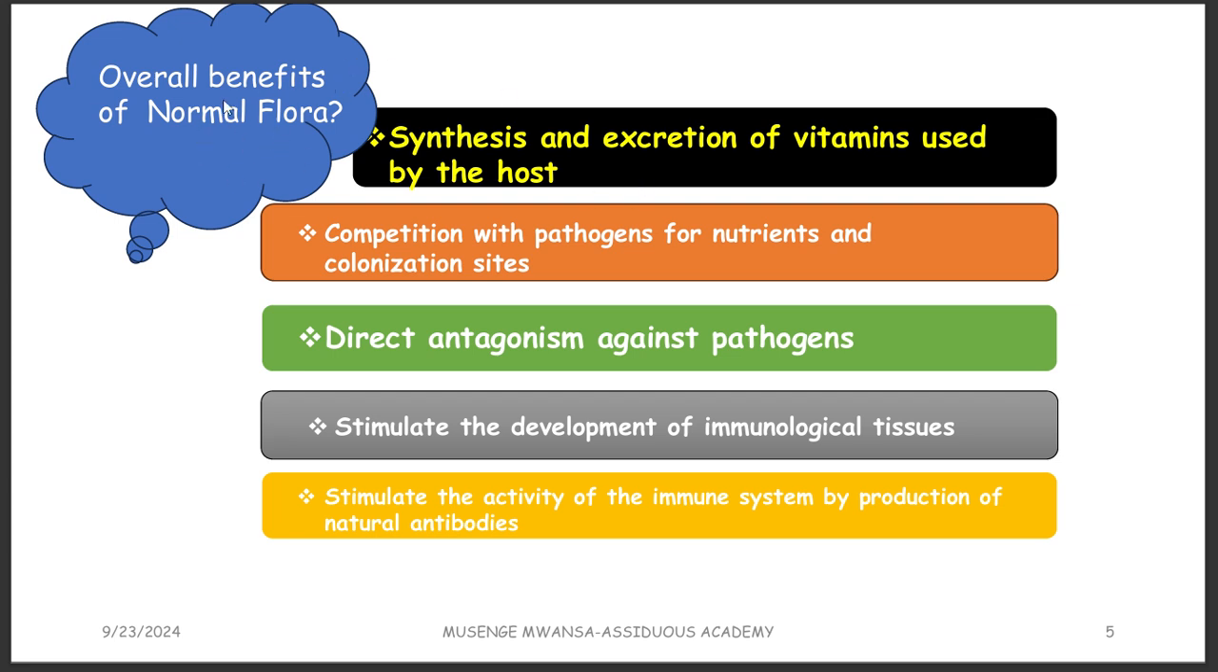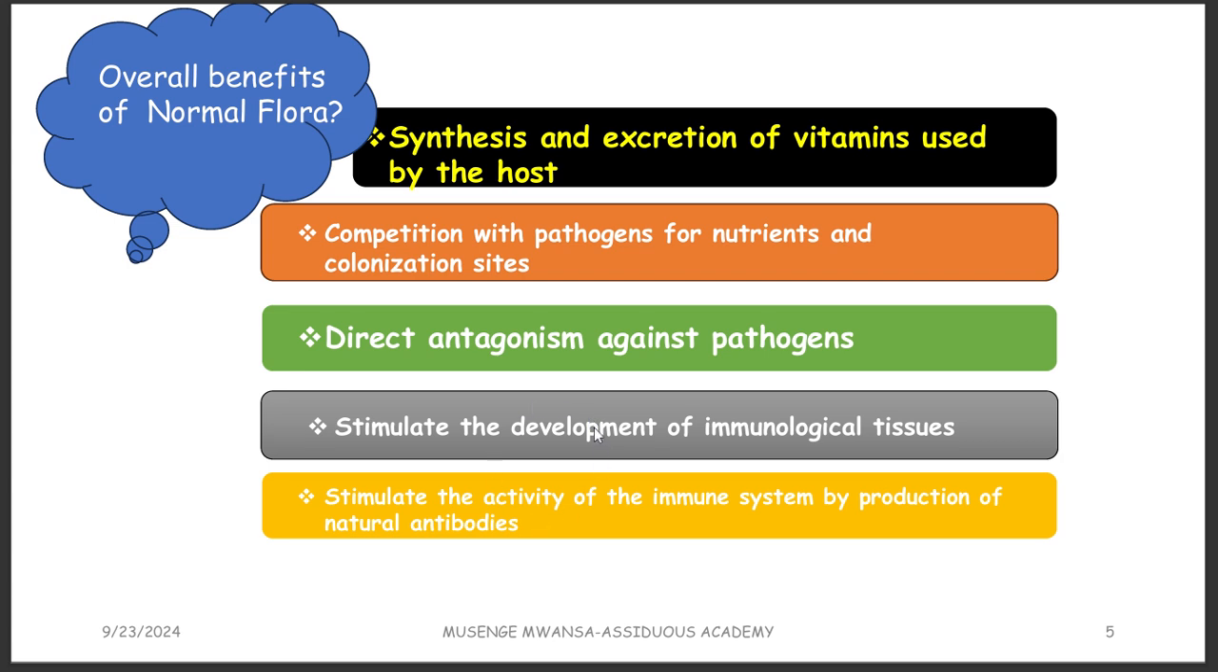Another benefit of normal flora is competition with pathogens for nutrients and colonization sites. So instead of the pathogen coming to feed on the nutrients that are in our bodies or colonizing the area, the normal flora will be there and do not cause disease, because when the pathogens come there, they'll cause disease. Another benefit is they act as direct antagonists against pathogens. In other words, their presence chases away pathogens, because if they are not there, that will leave room for the pathogens to grow.